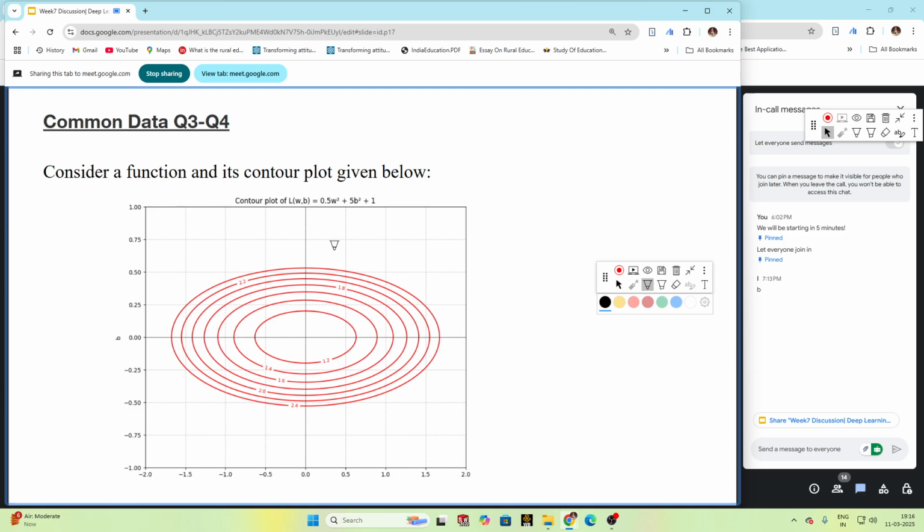Now this is again a common question, question number 3 and 4. Consider a function and its contour plot. This is the loss function, and it depends on two parameters, w and b, and your loss function is given by L equals 0.5 w square plus 5b square plus 1. And this is your contour plot, or your error plot. The value shown here is nothing but your loss. One circle means the same value of loss. The outermost circle means the value of loss is 2.4, and the inner circle means the value of loss is 1.2.